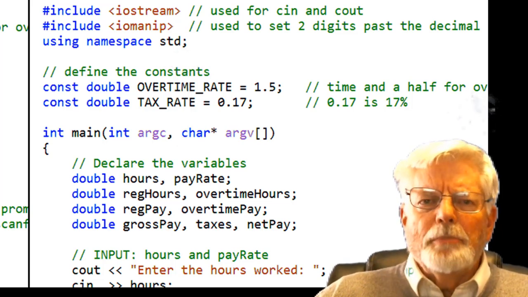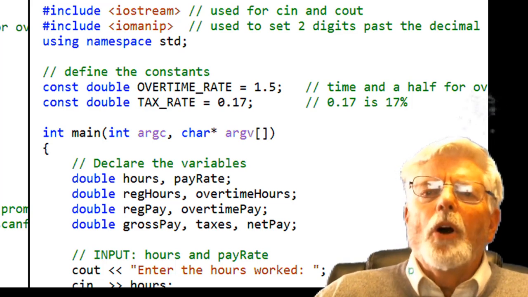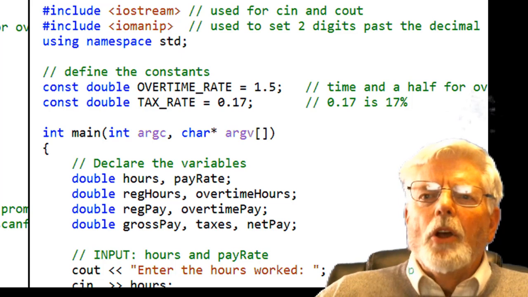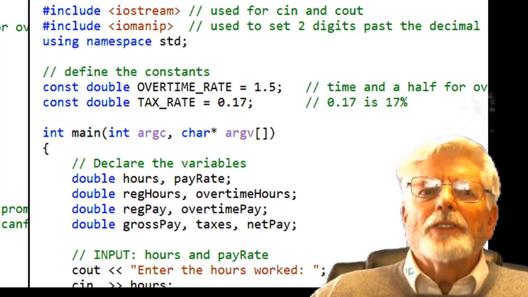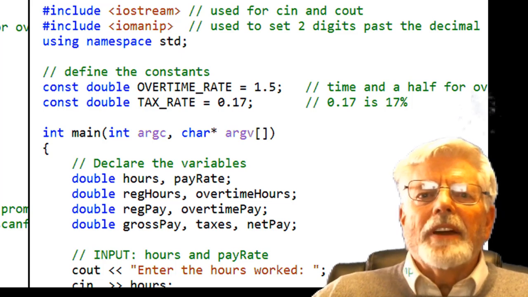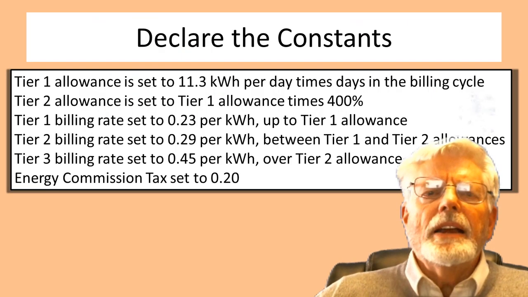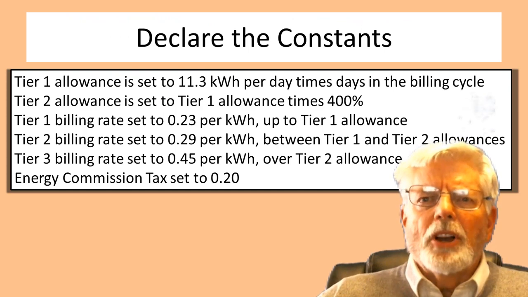After the constants have been declared, the line int main(int argc, char *argv[]) and its opening curly brace identify the code to be executed when the program is run. Here is some more information about the constants.